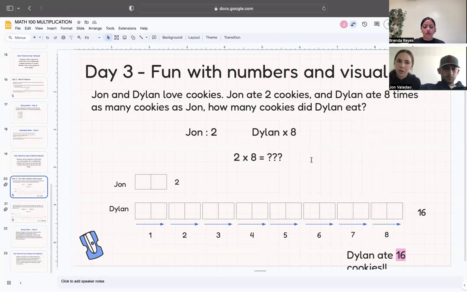And then just to follow along with the bar method from day 1, we briefly touched on it. This goes a little bit deeper into it. But John, we have the 2 groups for John, and then we know we have to do this 8 more times. So we're going to have 8 groups of 2. And then as previously stated, to find our answer, we can just count up all of these boxes, and then it'll give our students their answer.